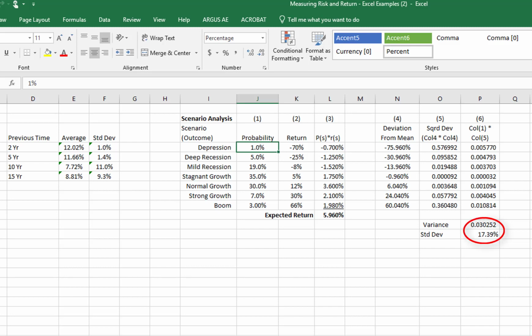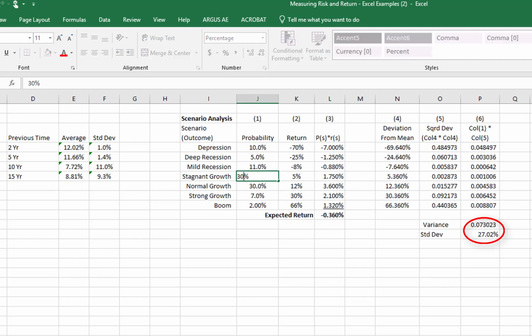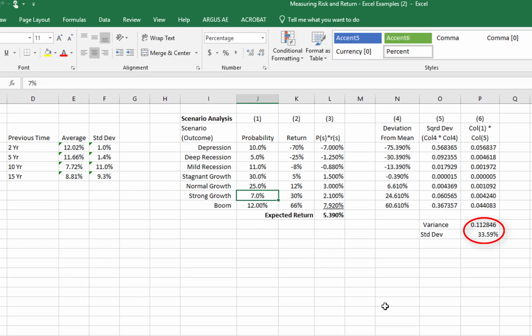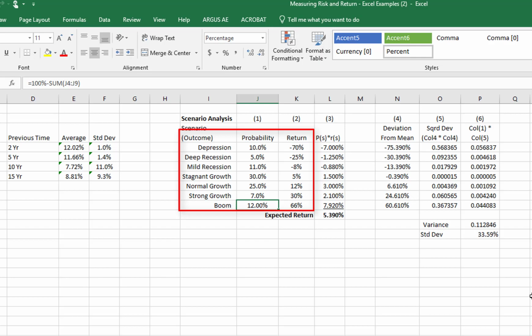If I say the probability of a recession is 10%, and I drop down the probability of a mild recession to 11%, drop this to 30, drop this to 25, and then my boom also has a pretty big probability. Look what's happened to my standard deviation. I've almost doubled it by moving more mass out to those extremities. The depression and the boom have the biggest variance or the biggest difference from the average return. So that's what's driving the standard deviation. We're looking at all of these things, how they're spread out, and in the case of the scenario analysis, where the weight is, where the probabilities are.